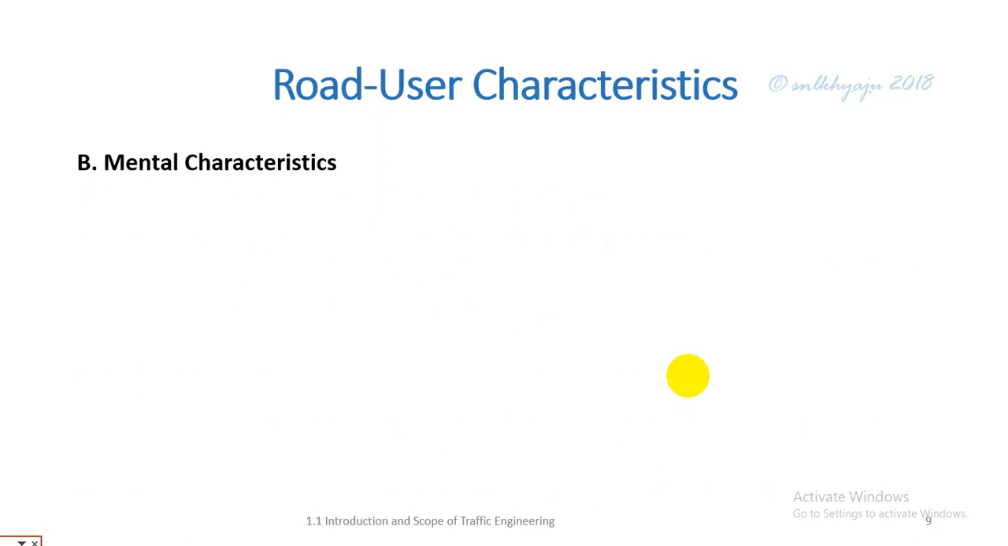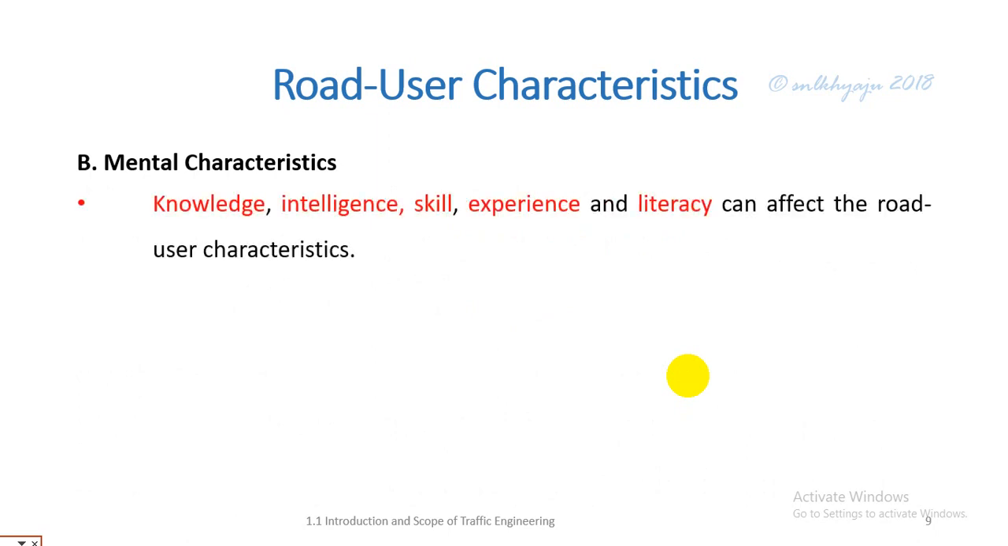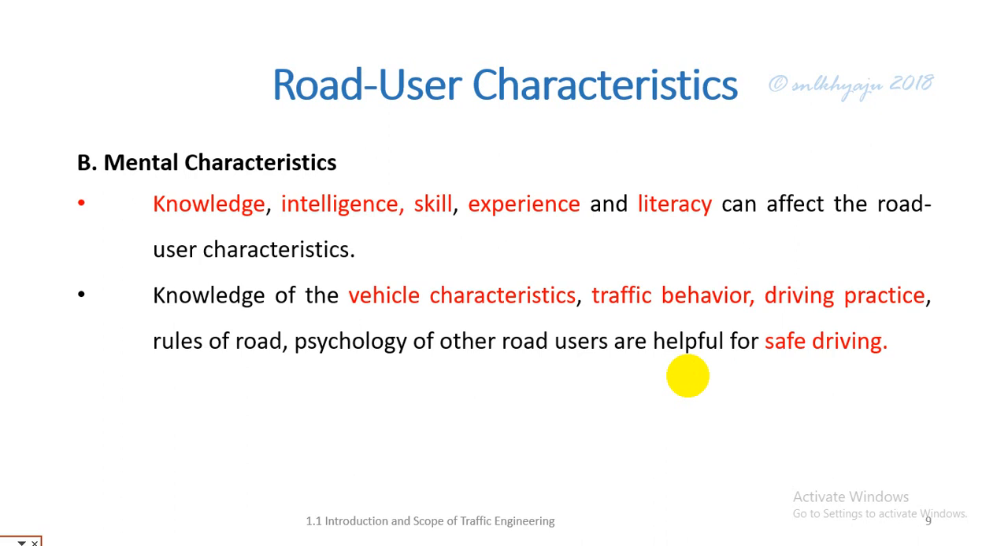B. Mental characteristics. Knowledge, intelligence, skill, experience, and literacy can affect the road user characteristics. Knowledge of vehicular characteristics, traffic behavior, driver practice, rules of road, and psychology of road users are helpful for safe driving.